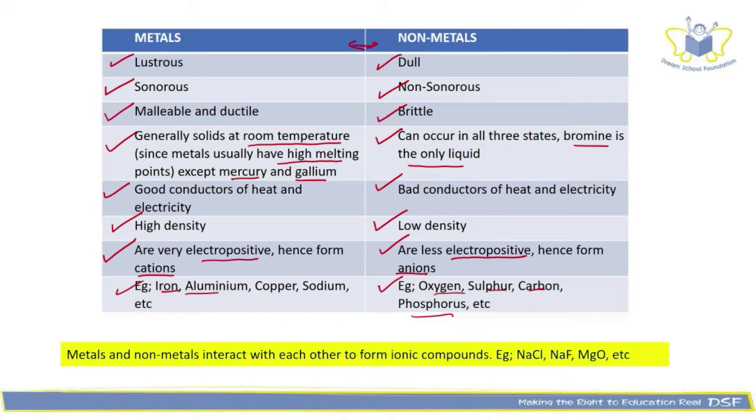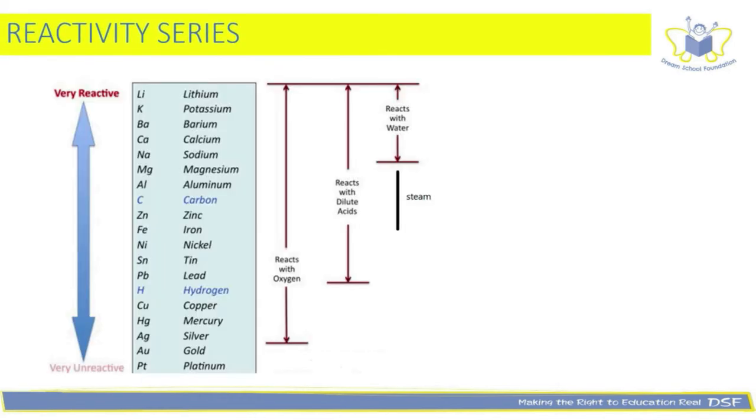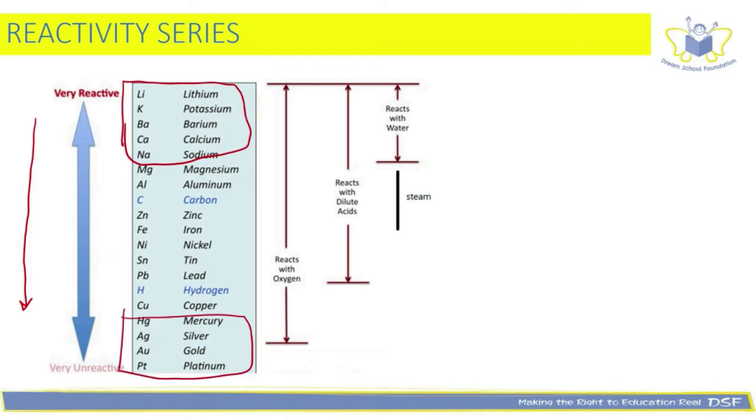Metals and non-metals generally interact with each other to form ionic compounds like sodium chloride, sodium fluoride, magnesium oxide, etc. Now let's have a look at the reactivity series. We saw that electropositivity goes down as you go down the reactivity series, and that the higher ranking metals are more electropositive and hence they donate electrons very easily and hence are very reactive when compared to the lower ranking metals. And we saw how it reacts with oxygen.